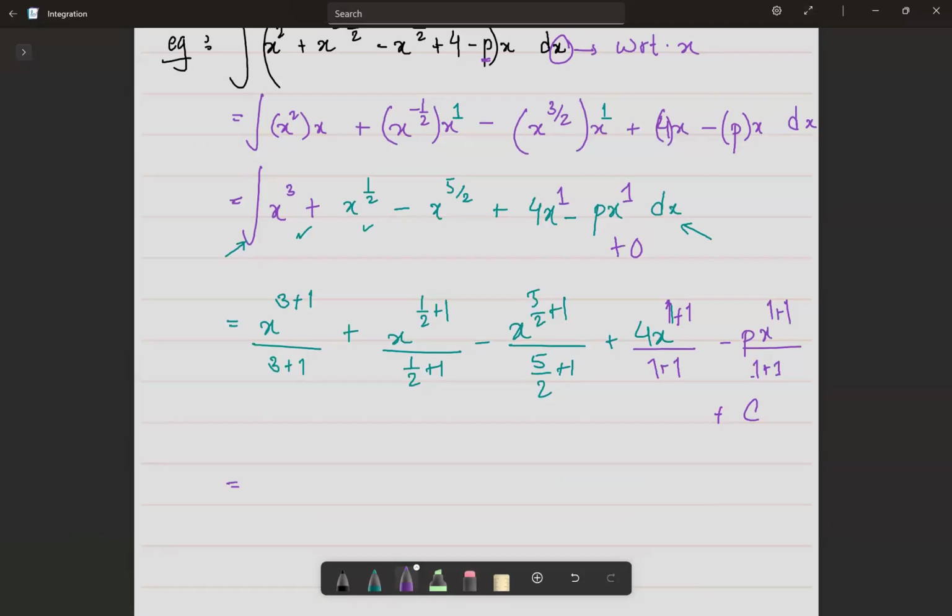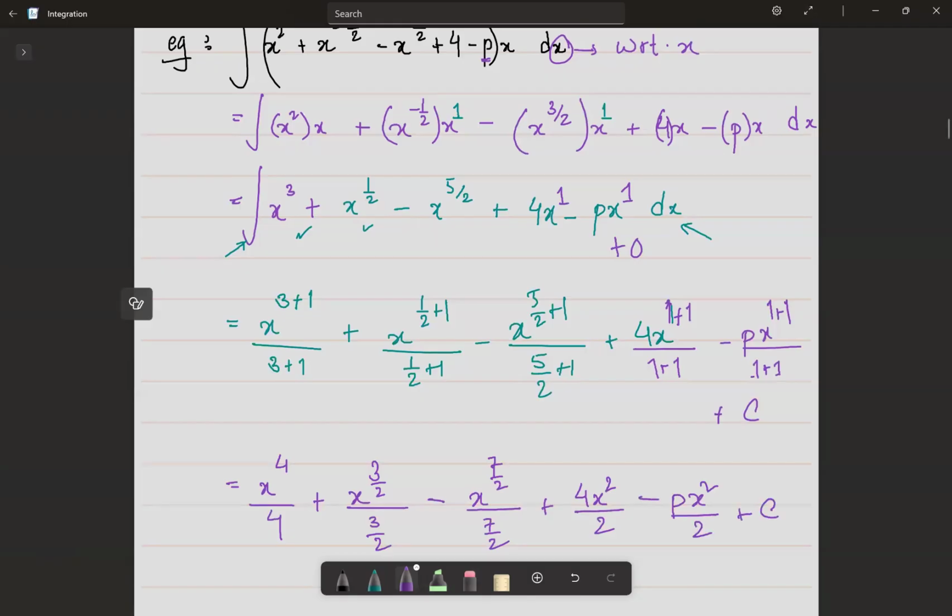So this gives us x to the power of 3 plus 1, 4, divided by 4, plus x to the power of half plus 1, which is 3 by 2, divided by 3 by 2. Then we will have minus x to the power of 5 by 2 plus 1, which would be 7 by 2, divided by 7 by 2. Then we will have 4x squared by 2 and then px squared by 2 plus c. We are done with integration.